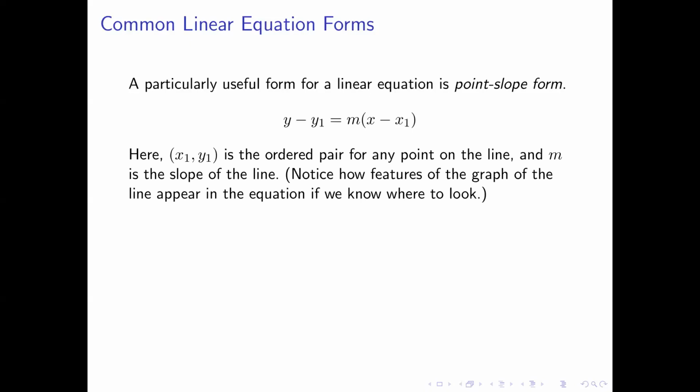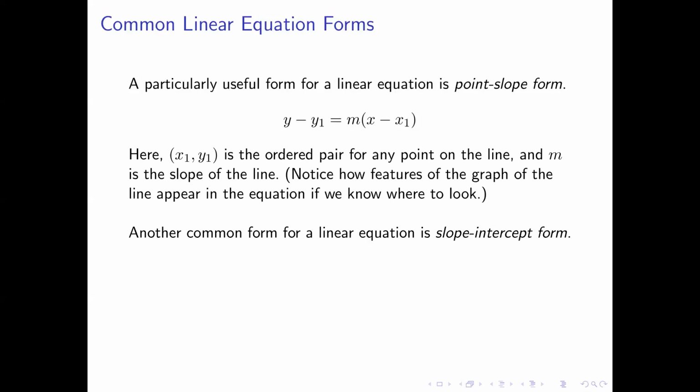Notice here, by the way, graphical features of our line are appearing, in a sense, in the equation. The slope, which is really a graphical thing, it's something about the direction of the line, is there in the equation, in the m place. The coordinates of a point on the line are sitting there in the x1 and y1 places. So this is how, again, graphical and analytical representations of relations can be woven together. So that's one common linear equation form.